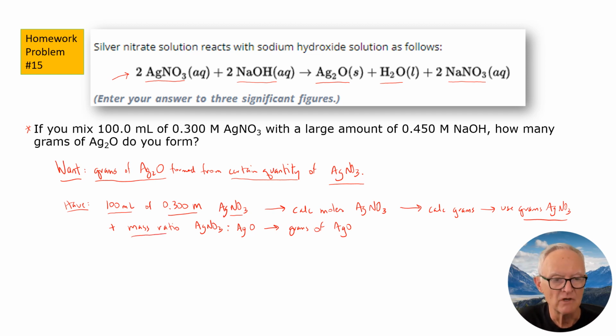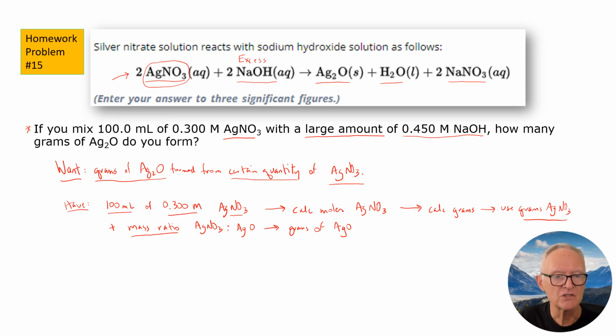So this is just a mass ratio problem, but the complication is we have to figure out the number of grams of silver nitrate that we have given the milliliters and the molarity. One more thing before we start. They've added a large amount of sodium hydroxide. What that means is they've added it in excess in this first part of the problem. So sodium hydroxide is in excess, which means all of the silver nitrate will be used up. All of it will react with sodium hydroxide. At this point, we're not worried about how much sodium hydroxide we need. We're just throwing it into the reaction mix in excess so that whatever's needed to consume all the silver nitrate is available, and all the silver nitrate will be turned to silver oxide. So, all right, let's get going.